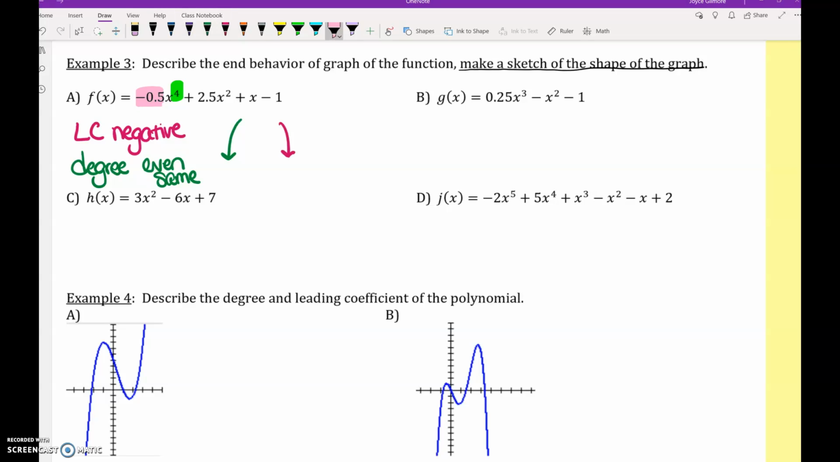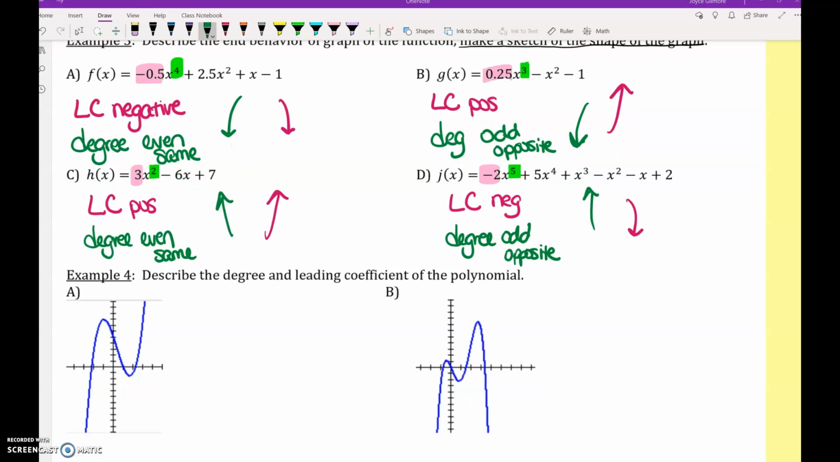Okay, the next one, the leading coefficient. Is our leading coefficient positive or negative? Positive, that means the right side points up. What's the degree? 3. 3 is odd. Odd opposite. So the left side is going to point in the opposite direction. Left side down, right side up. Okay, if you're watching the video, pause the video, try C and D on your own. Yeah, a little bit too quick.